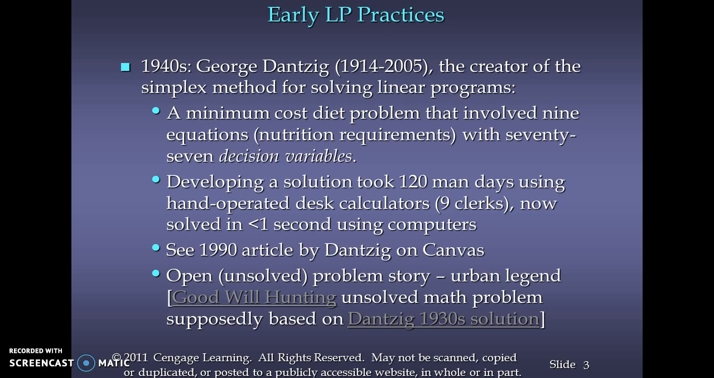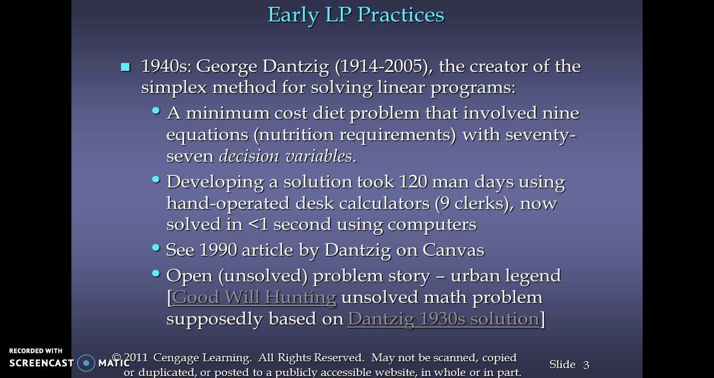He had a variety of requirements for nutrition, and he had dozens and dozens of decision variables, things that had to be decided. How much vitamin A, vitamin C, vitamin D, and so forth that you would put into a meal. How much salt, sodium content, how much fat content. Those would be all decision variables that would come into play in a dietary application. And when they did the solution back then, they didn't have computers to do it. They used 120 person days, if you will, using hand-operated desktop calculators. And now it can be solved very, very quickly.